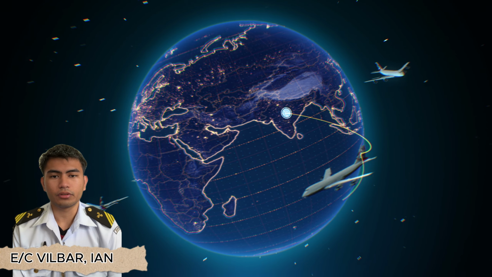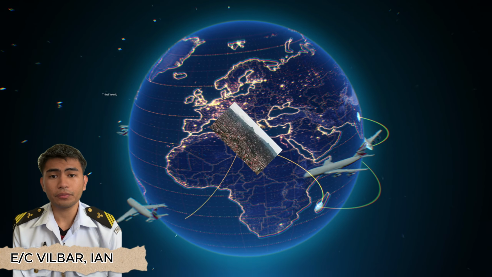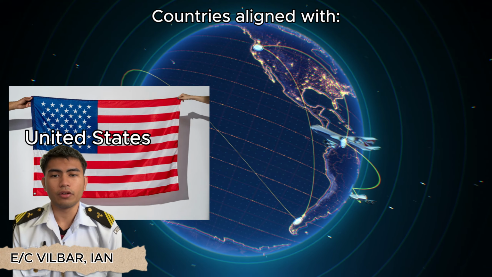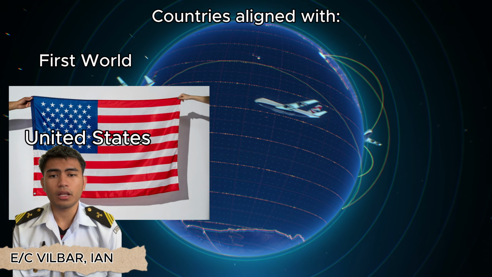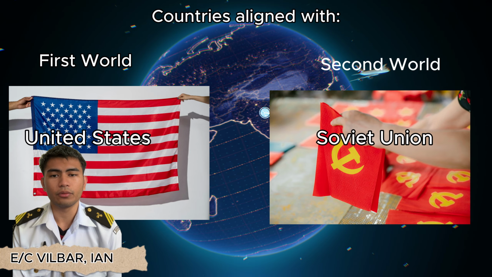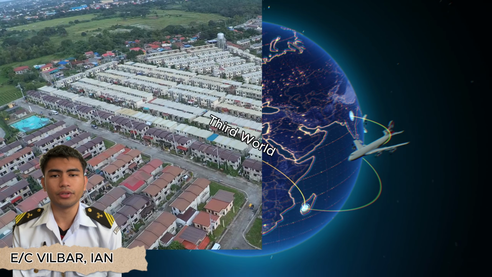Third World versus Global South. The term Third World emerged during the Cold War. Countries aligned with the United States were called the First World. Countries aligned with the Soviet Union were the Second World, and those that did not align with either were the Third World.